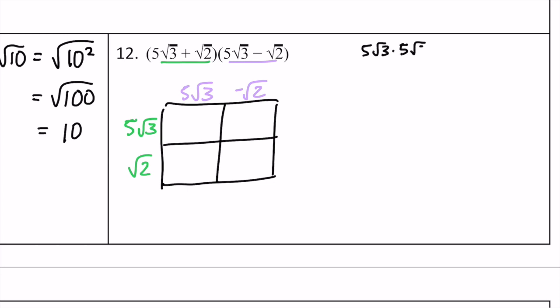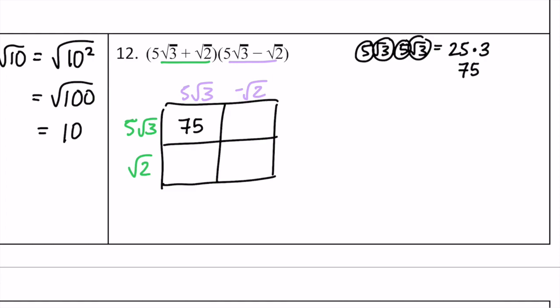When I combine this, I combine my constants on the outside. That's 25. I combine my two radicals together, my square roots together. That's the square root of 9, which is 3. So I have 25 times 3, which is 75. So this is 75.